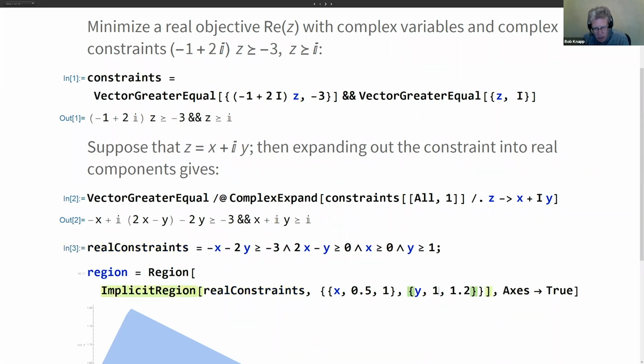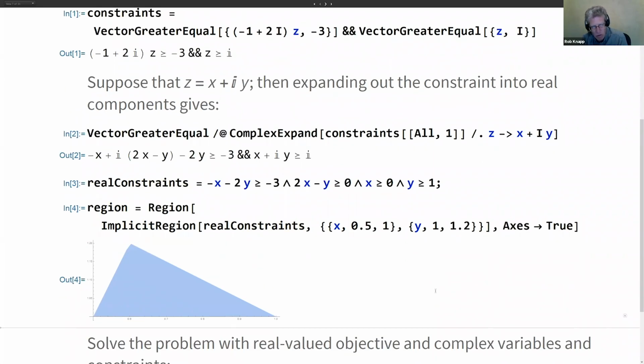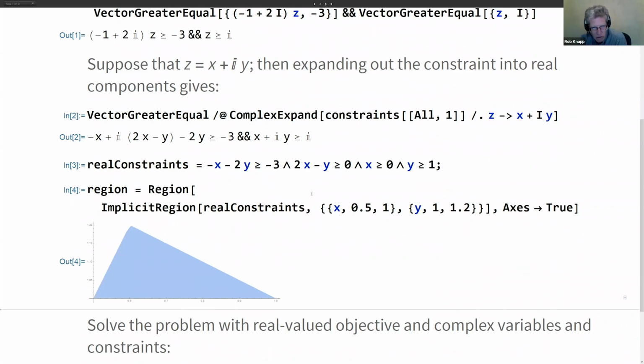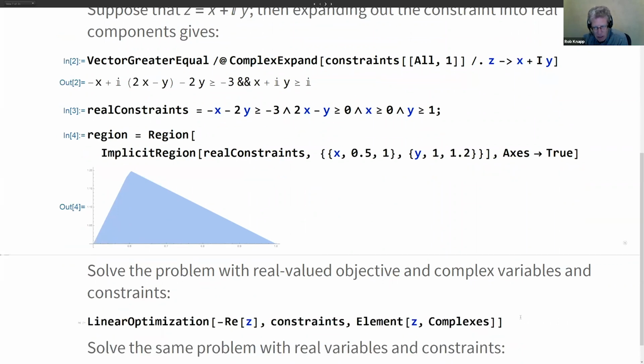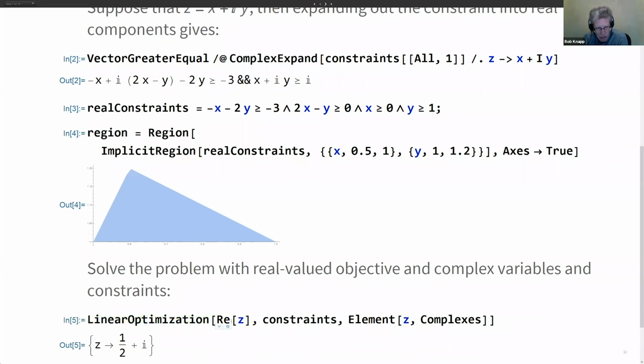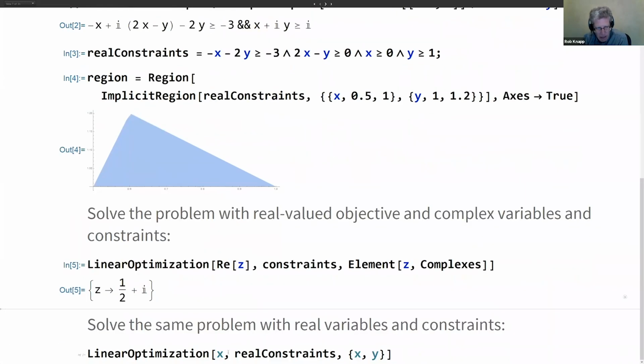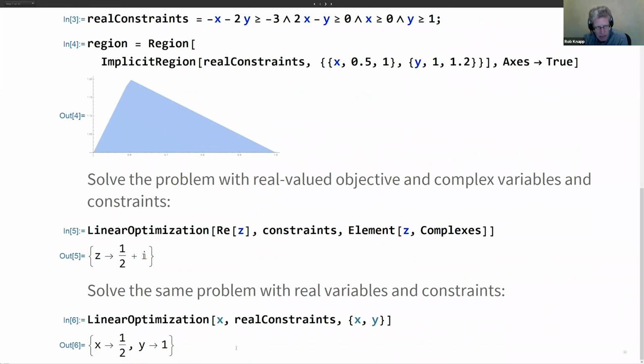So now for the region of the complex plane, we can use our implicit region on these real constraints, and it's going to just be a triangle. So I picked a pretty simple problem here. Now we can solve linear optimization on this, and suppose we do real of z. If we do the real part, it corresponds exactly to doing this linear optimization problem on x.